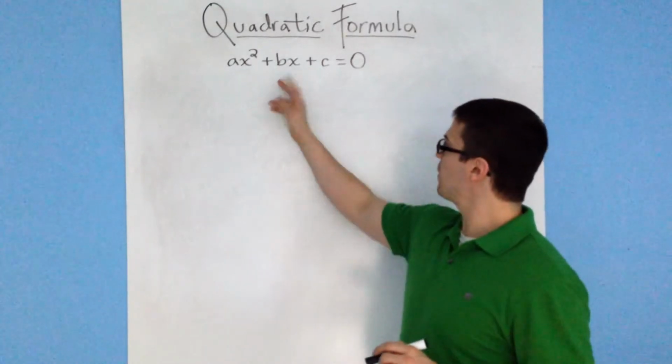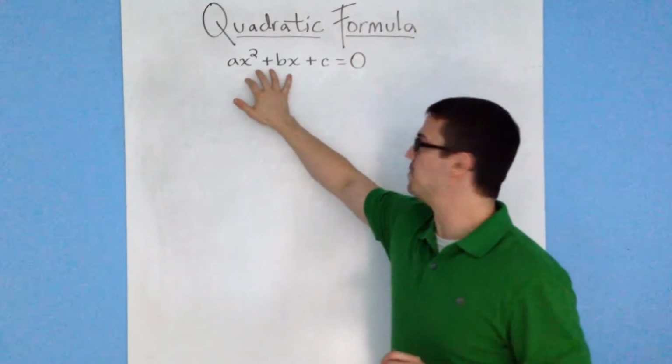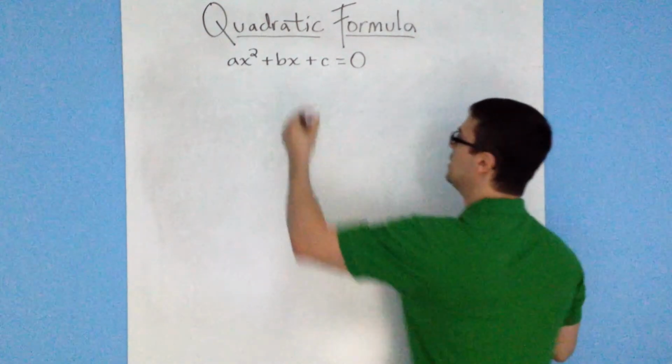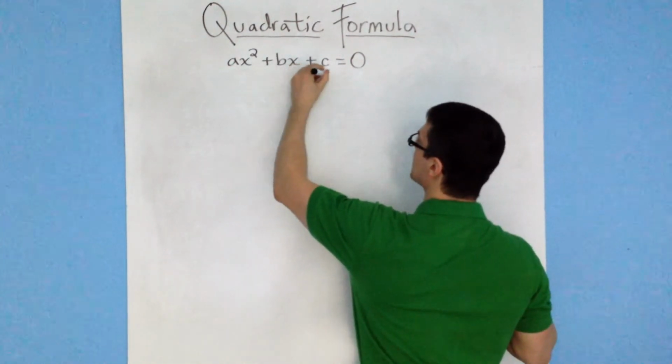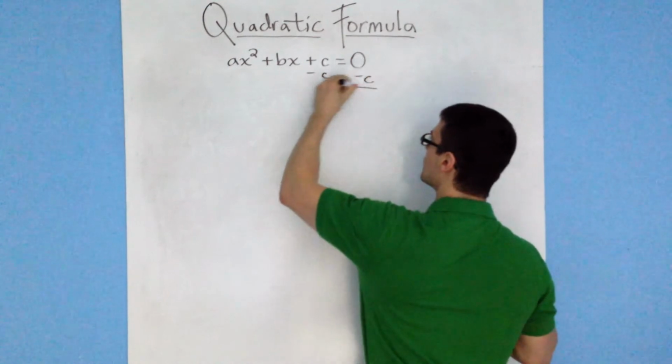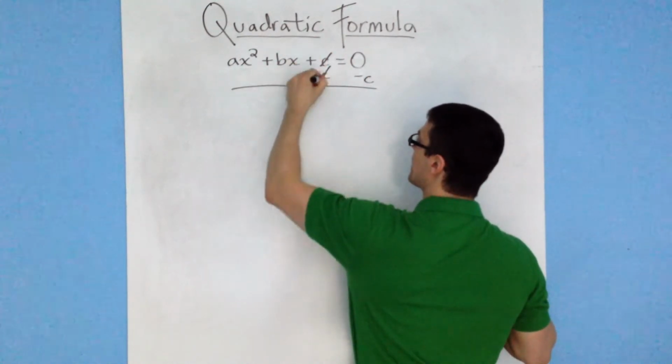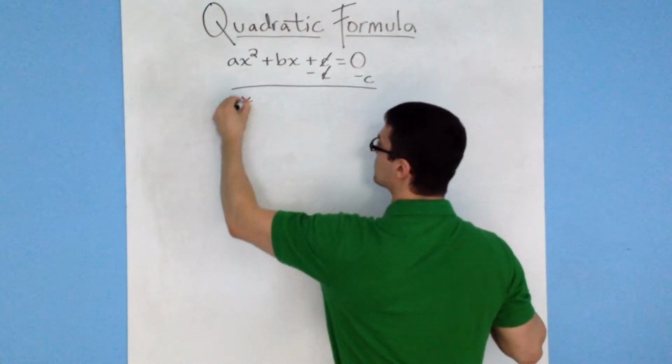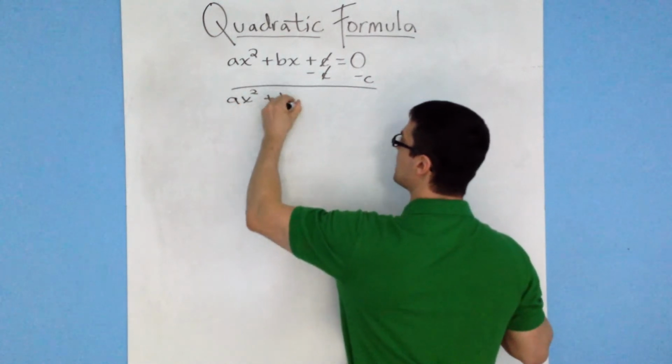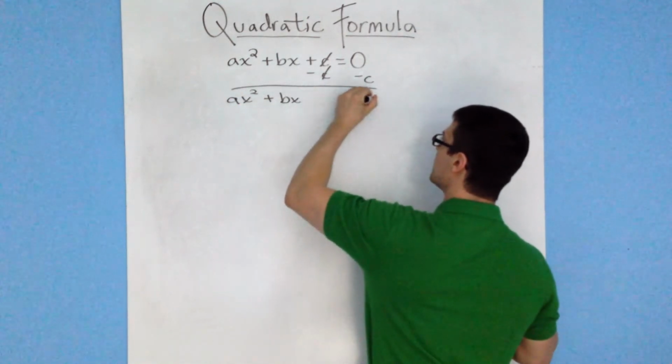Alright, so the first thing we're going to want to do is put all the x's on one side. So what I'm going to do is get rid of this c, so I'm going to subtract c from both sides. This c cancels here, and you end up with ax squared plus bx is equal to negative c.